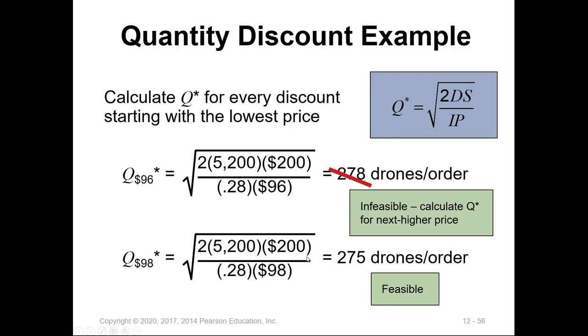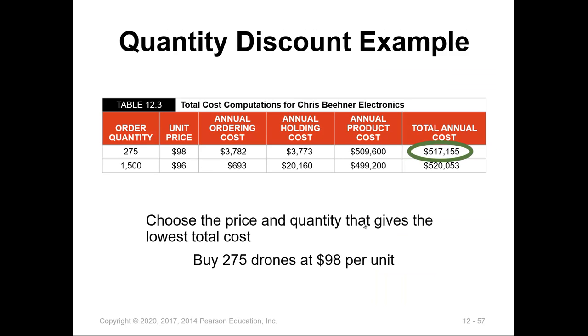This slide confirms the graph, showing that the 278 with discount 2 option is not feasible, and the next option will be the 275 but using discount number 1 at $98. The 275 will be the optimum quantity for the quantity discount model, with a total annual cost of $517,155.